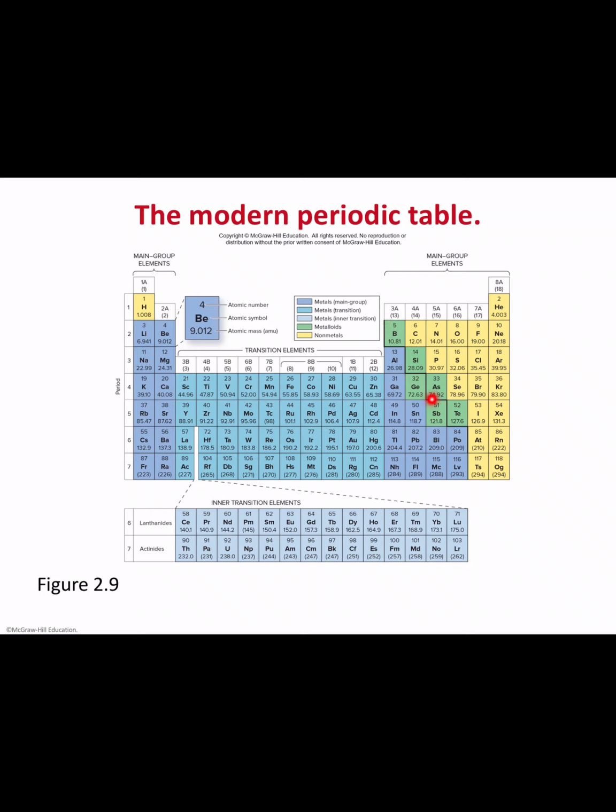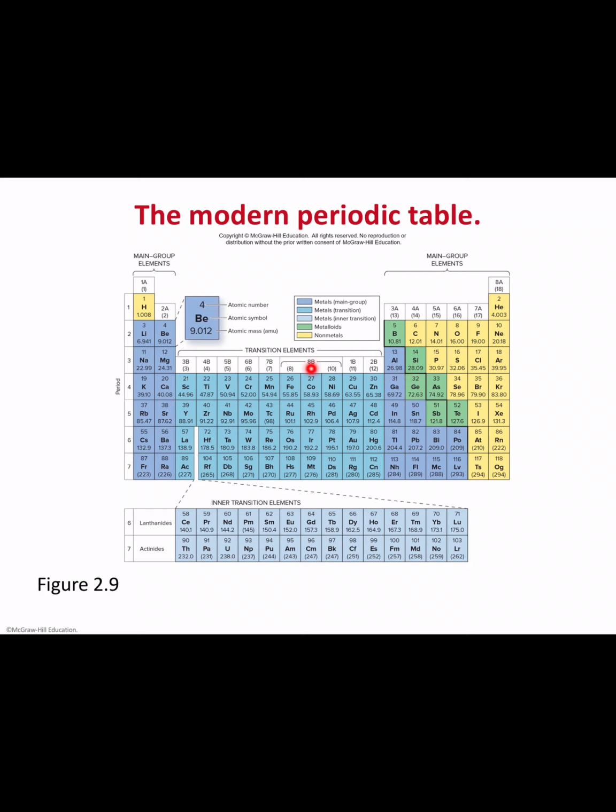And some of these atoms that lie along this zigzag line have both metal and non-metal characters, and we call them metalloids. So the green ones, metalloids: boron, silicon, germanium, arsenic, antimony, tellurium. They have both metal and non-metal characters.